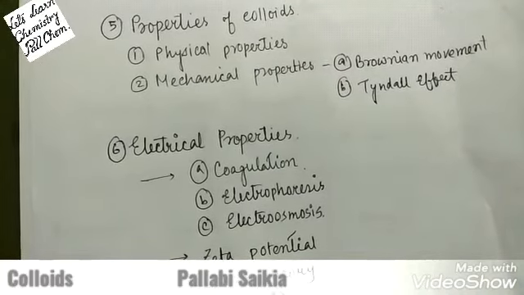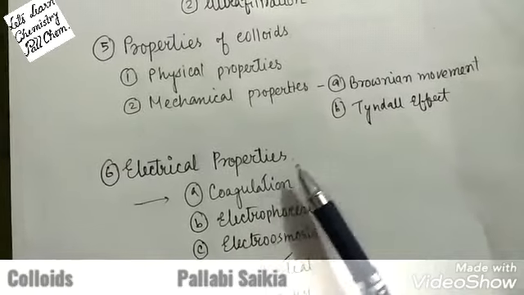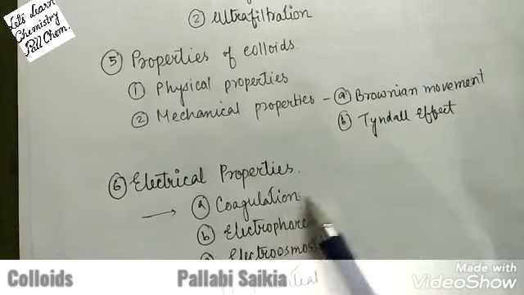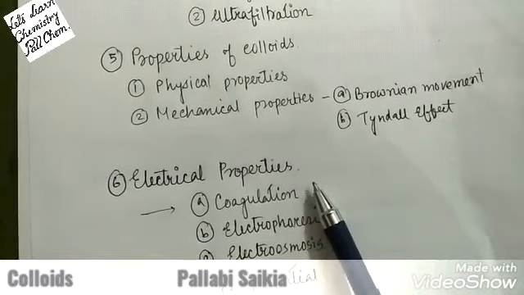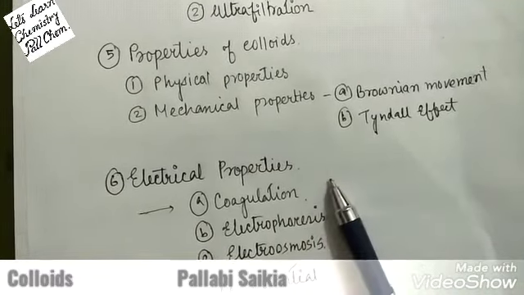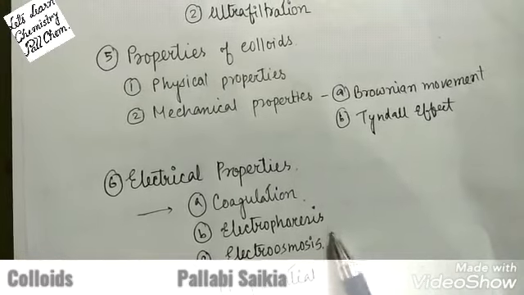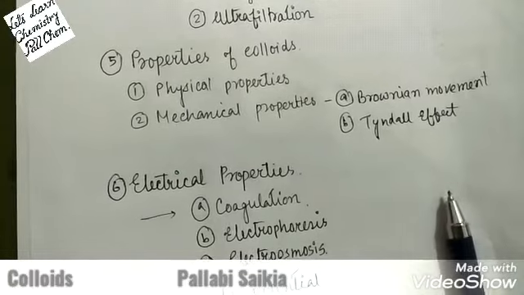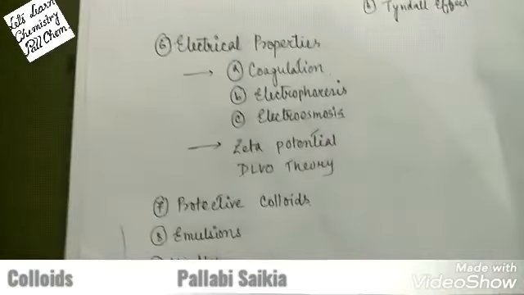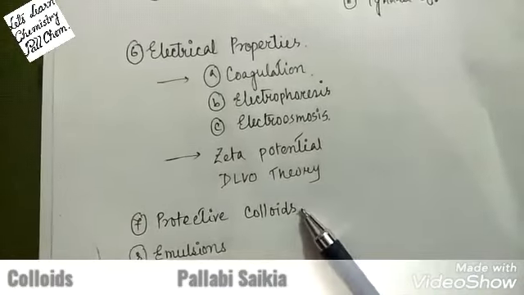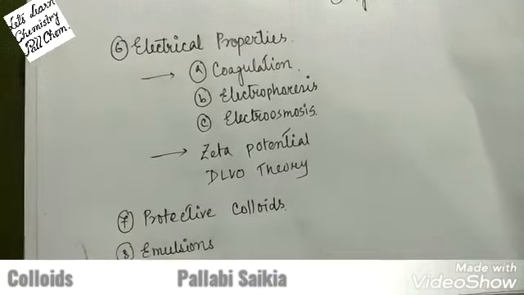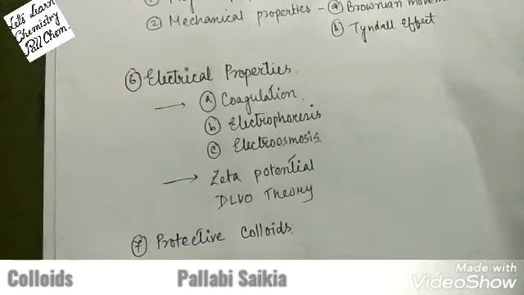is there, DLVO theory. And this coagulation is due to the presence of electrolyte, the behavior of the colloidal solution in presence of electrolyte, and electrophoresis and electro-osmosis are the behavior of the colloidal particles in presence of an electric field. Next is protective colloids, and number 8 is emulsions, and number 9 is micelle. So let's start. What is colloids?